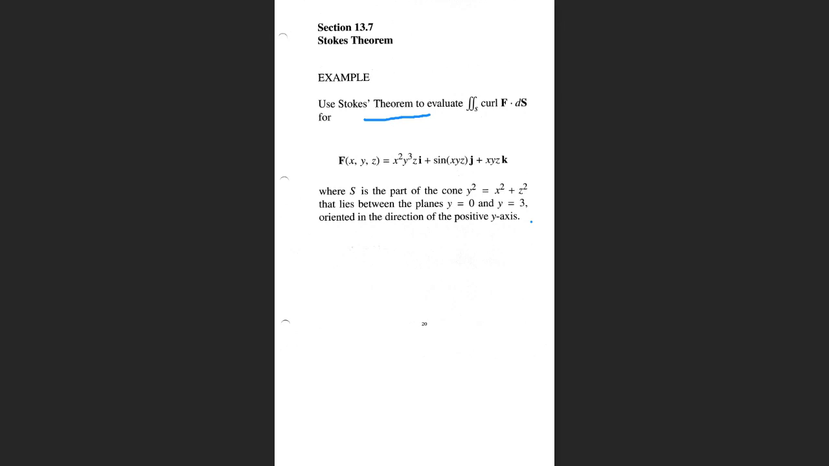Okay, so let's see what this problem's about. We want to use Stokes' theorem to evaluate this flux integral, where the vector field F is the curl of the vector field. That's your vector field. This is a flux integral, and we're going to use Stokes' theorem to compute the flux integral.